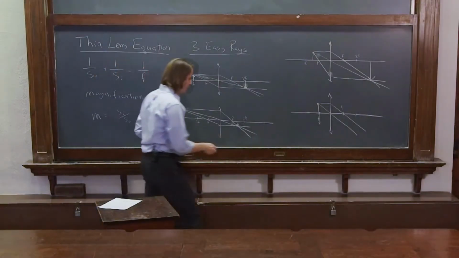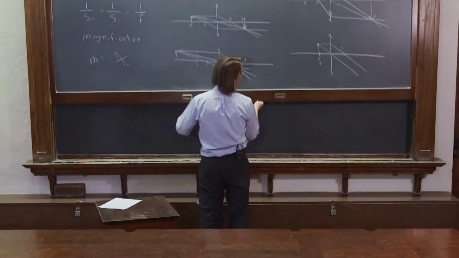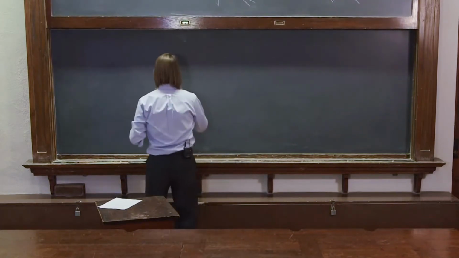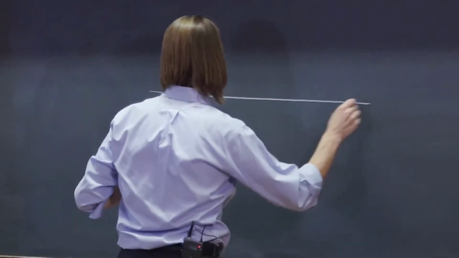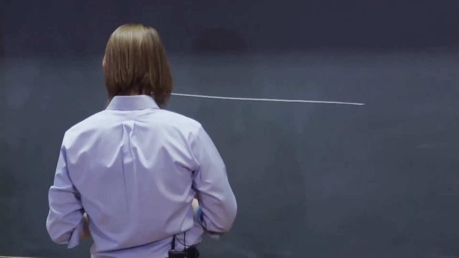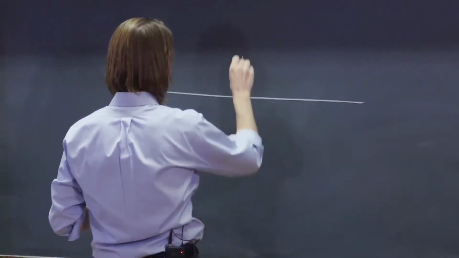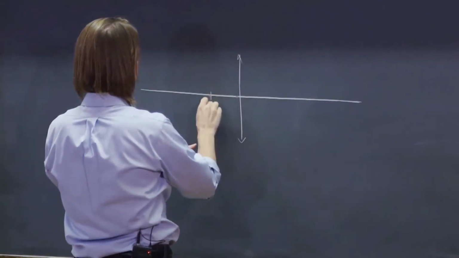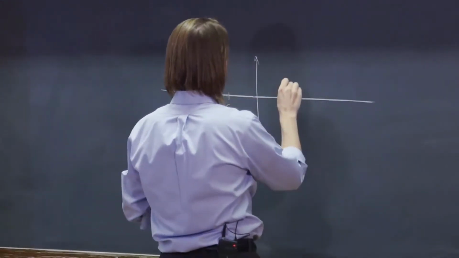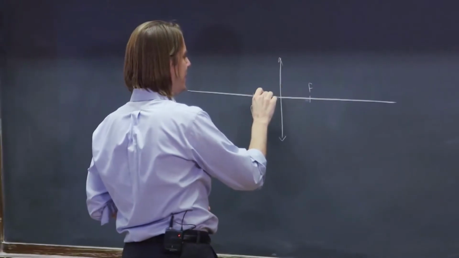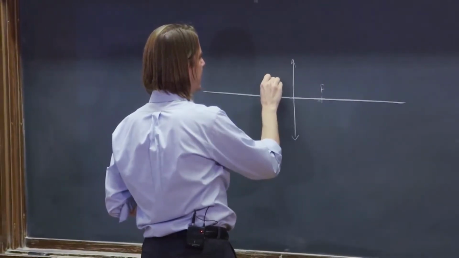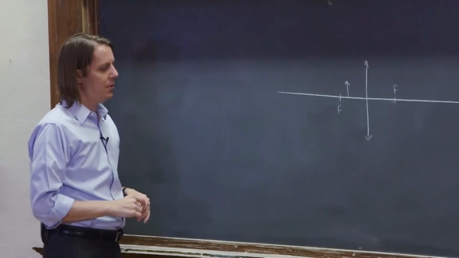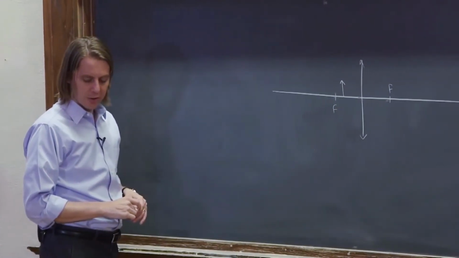Let's do one more. Let's do the weird one. Let's get strange. What if I have my lens like this, and I put the focus here, and the focus here, and I put the object inside the focus, really close. Now let's see what's going to happen.